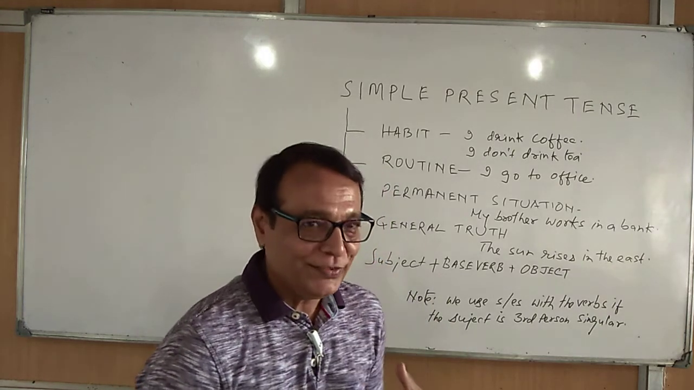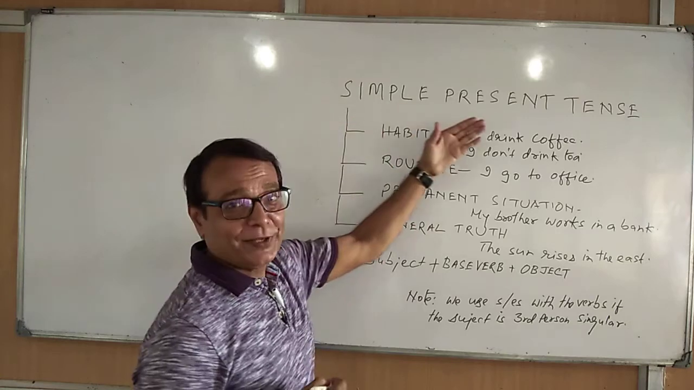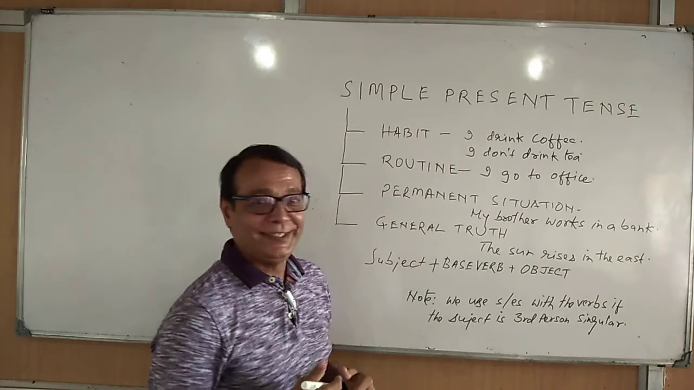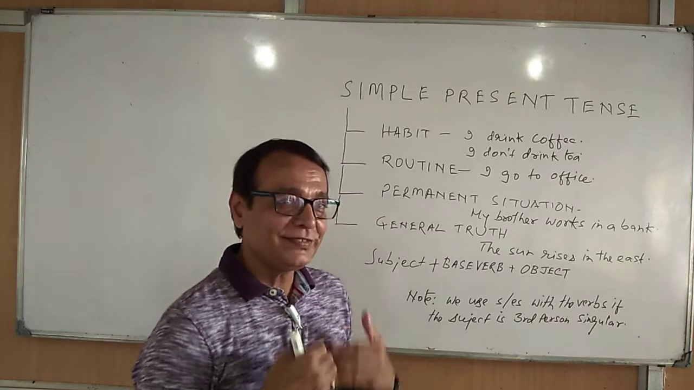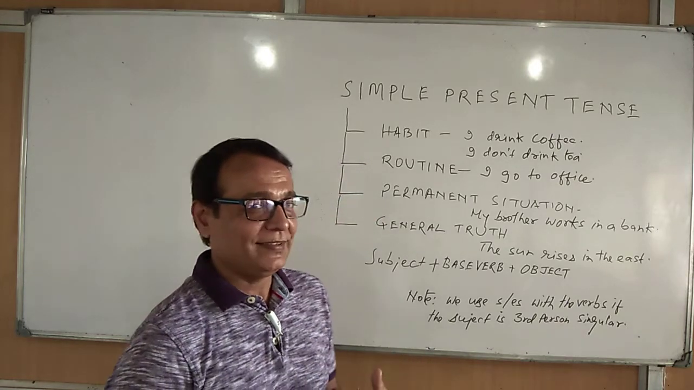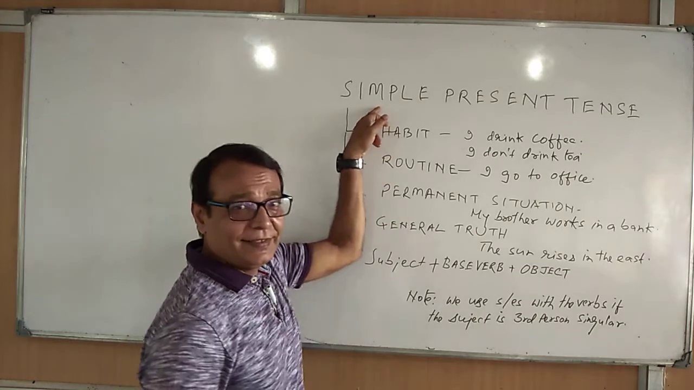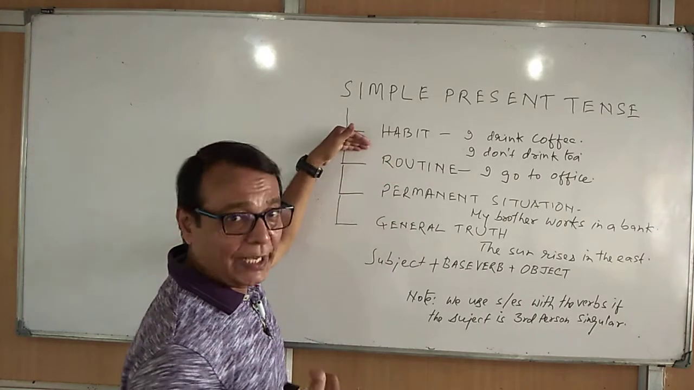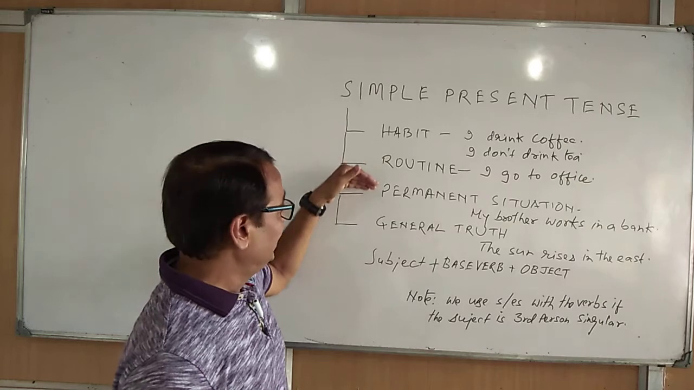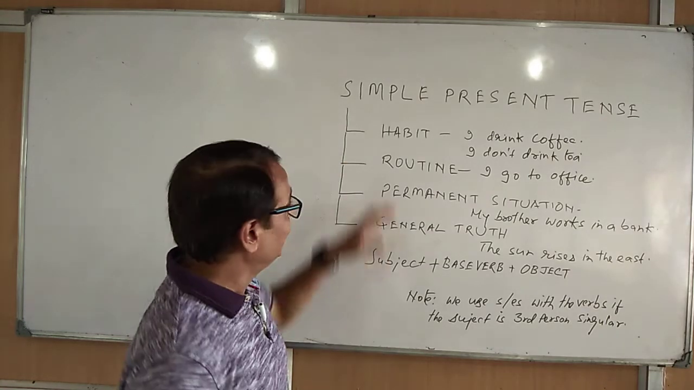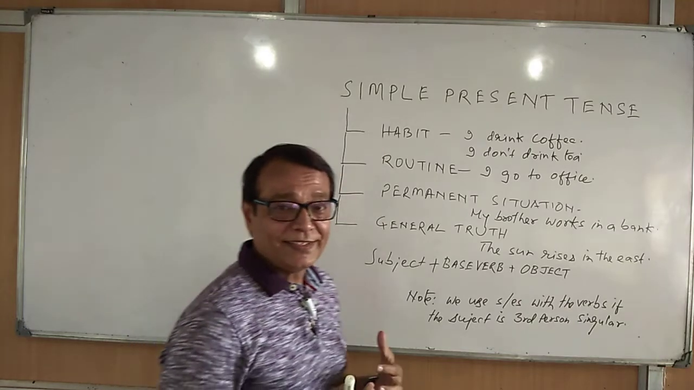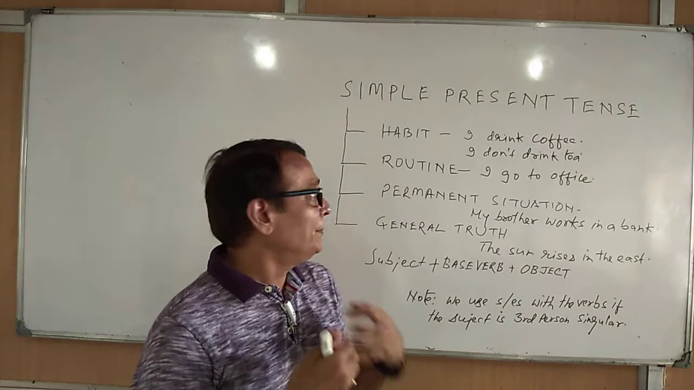I am going to teach you simple present tense. First of all, I would like to teach you where we use this tense and what's the use of this tense. Right. This tense is used to express our habits, routine, permanent situation, general truth. Right. These are the four basic things where we use simple present tense.